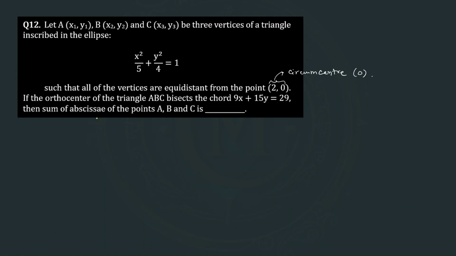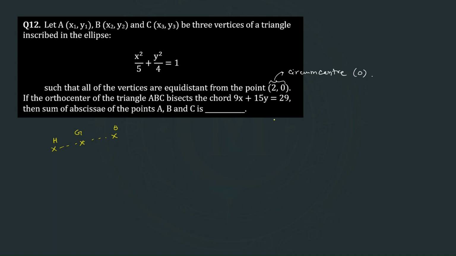So we can find the sum of x coordinates if we know the coordinates of the centroid of this triangle. For the coordinates of the centroid, we need to find the orthocenter first, because then we can use Euler's line, which is the relation between orthocenter, circumcenter and centroid. We can then derive the coordinates of this centroid G. Now we are given that the orthocenter of the triangle ABC bisects the chord 9x plus 15y equal to 29. So basically the orthocenter is the midpoint of this chord.